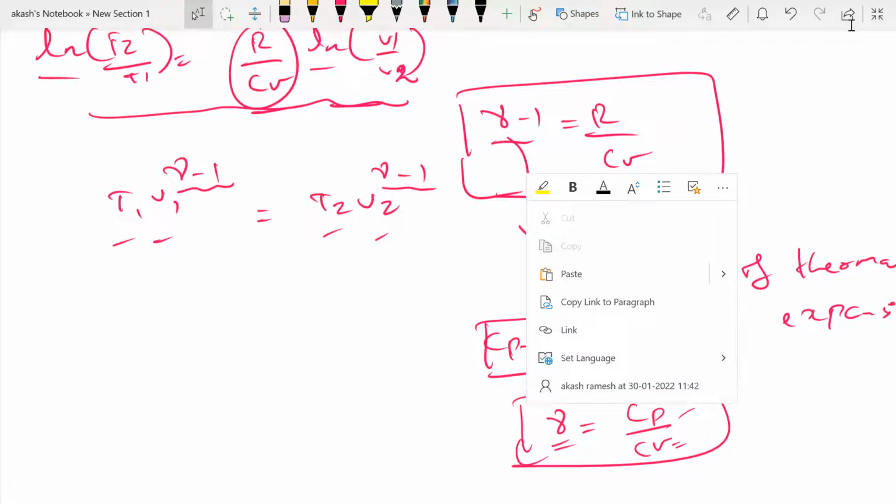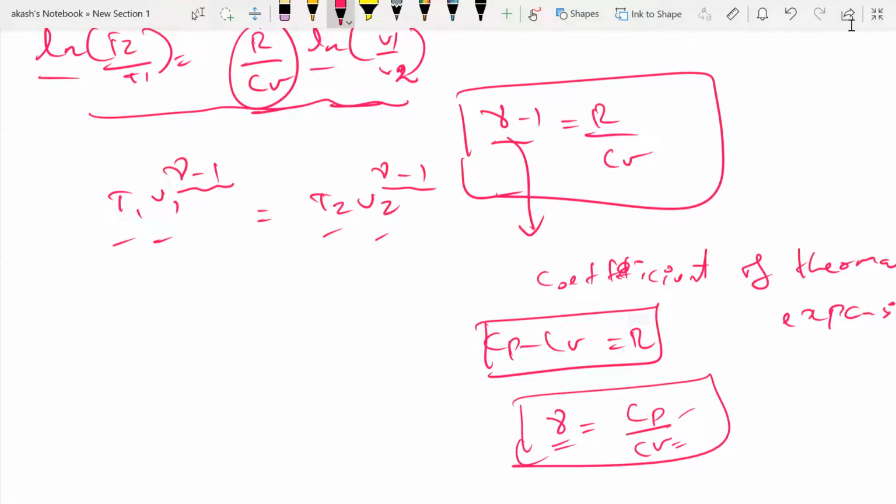Now, how will you find the work done? How will you find the delta E? That is very simple. In the questions, they might give you T1, V1, and V2. So from this relationship, you will be able to find T2. T1, V1, V2 is given, so you will be able to find T2.